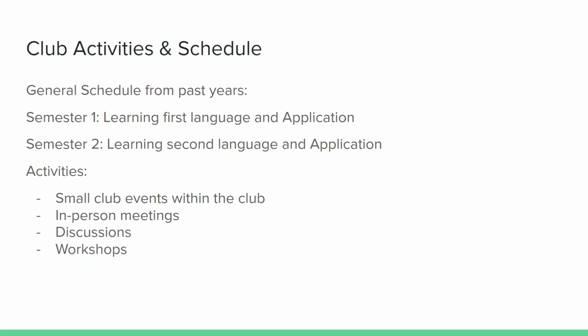So here's our little club activities and schedule that we've used from the past few years. Last year we implemented a little schedule where in first semester we learned one language and used a few applications of it, and second semester same sort of thing. Our activities include small club events within the club, in-person meetings, which will be announced shortly. Those will usually be held on one of the weekdays in Mrs. Zhao's room. The discussions and workshops will also be something to look forward to, especially in in-person meetings.